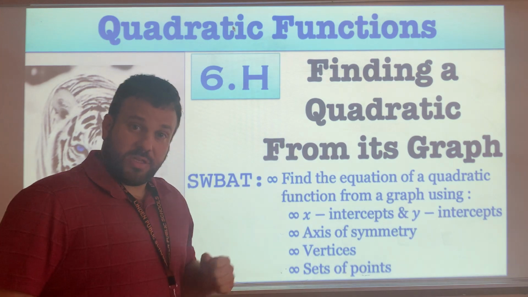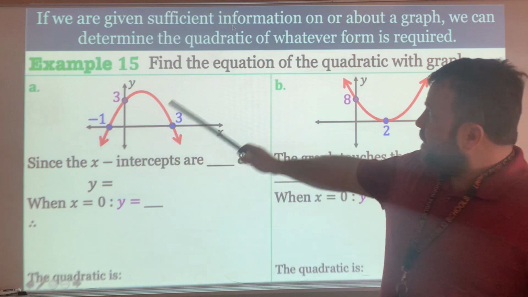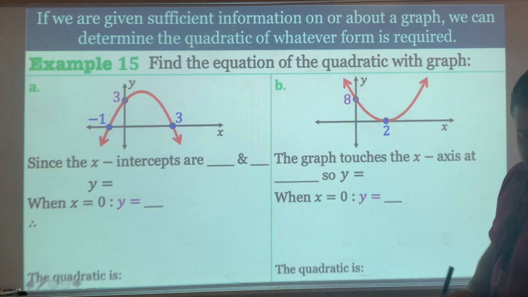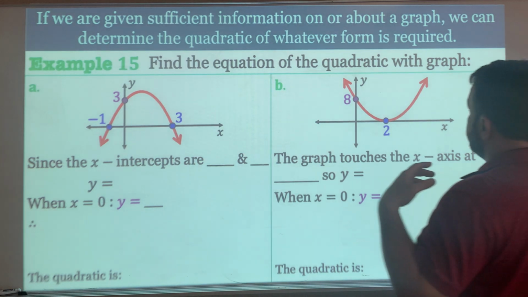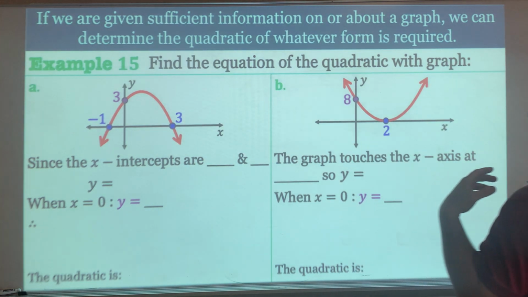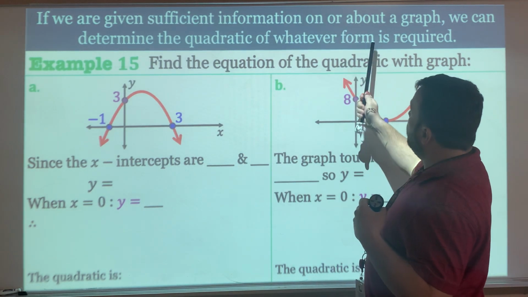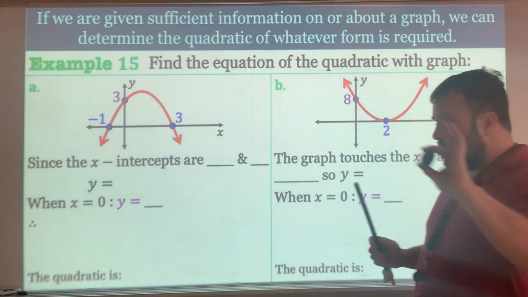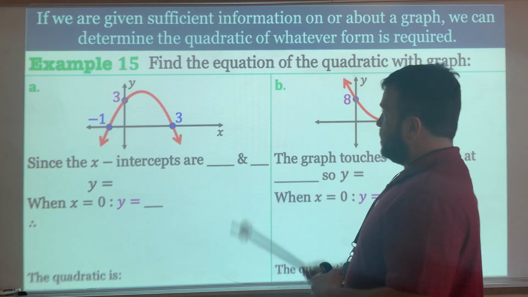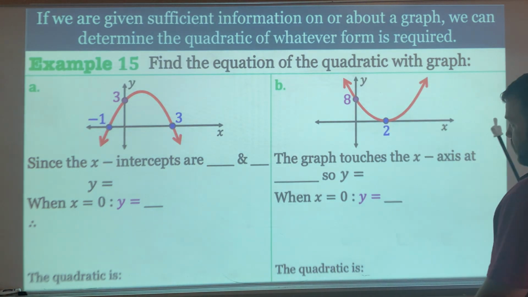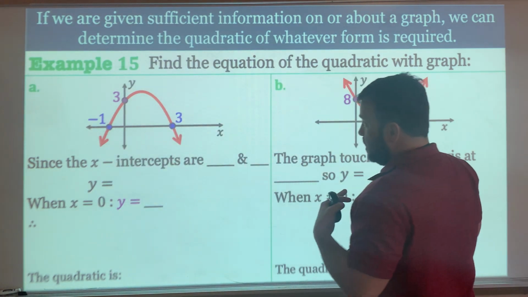So let's get started. We're going to start off saying if we are given sufficient information on or about a graph, we can determine the quadratic of whatever form is required, okay? So we've been doing a lot up to now, and this is bringing us to one of the main purposes. We're going to find the equation of the quadratic from the graph. So far we've been using the equations to draw the graphs. Now we're going to use the graphs to come up with the equations.